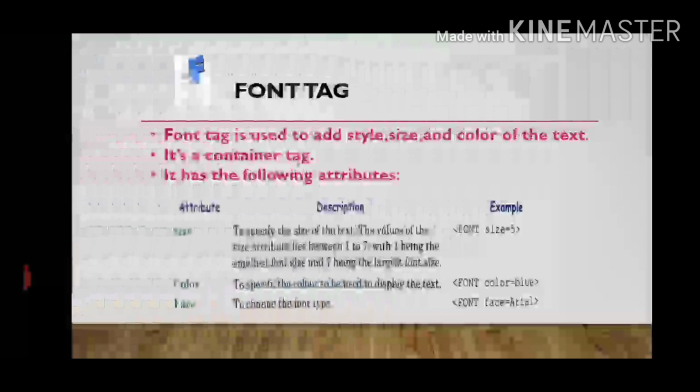Now let us see how to apply it in HTML coding. Font size equals the value. The value you can give between 1 to 7. The next attribute is color, to specify the color of the text. So how to apply that one? Let us see. Font color equals any color you can give here.